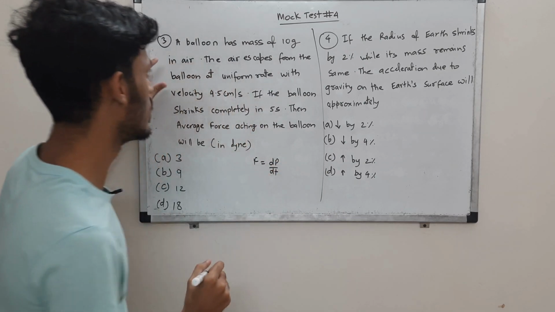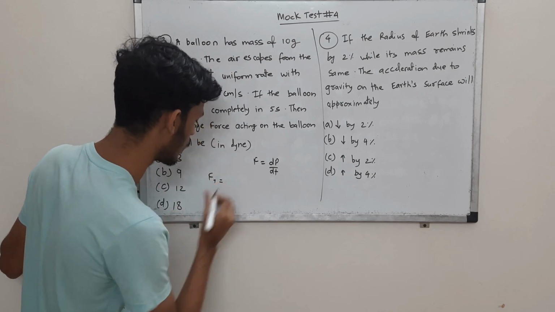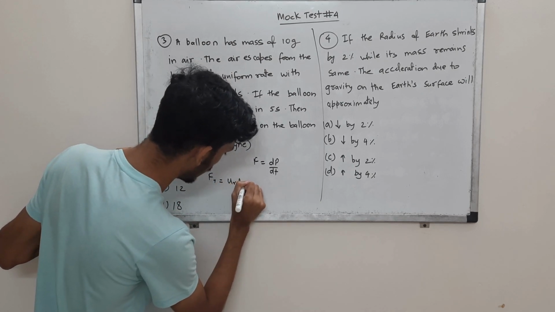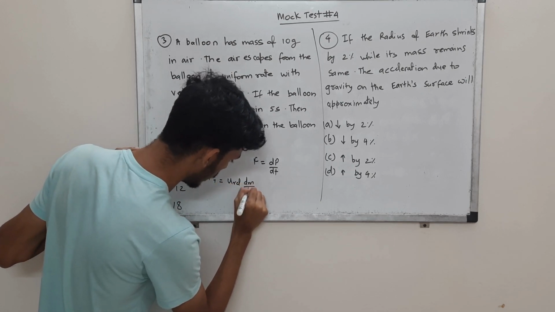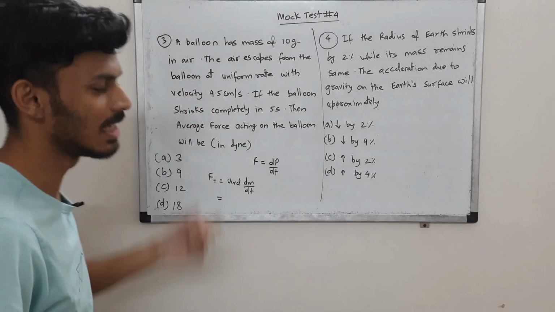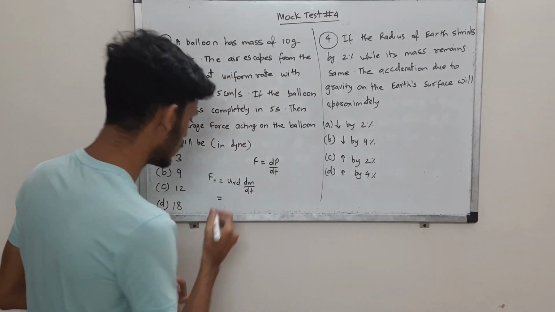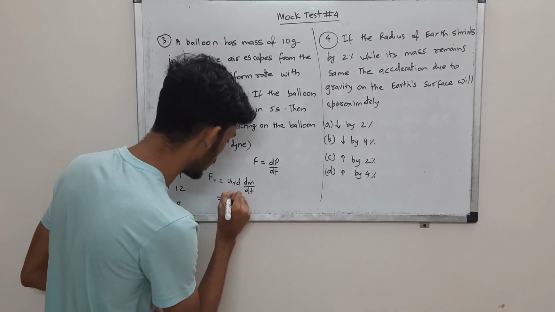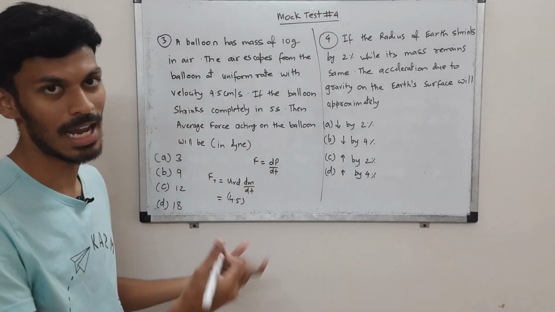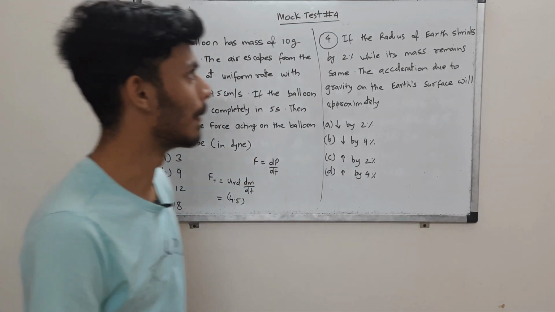This is a question of thrust force. Those who might directly know the formula can use it. Thrust force is u relative into dm by dt. So you can see that u relative is basically relative velocity. This is the velocity of air with respect to the balloon. So this is 4.5. You want the answer in dynes. Dyne is the CGS unit of force.